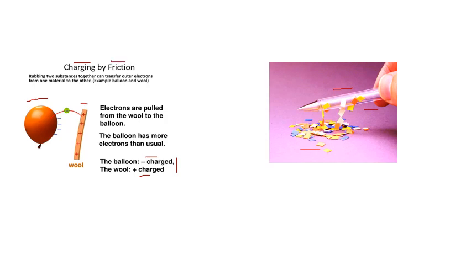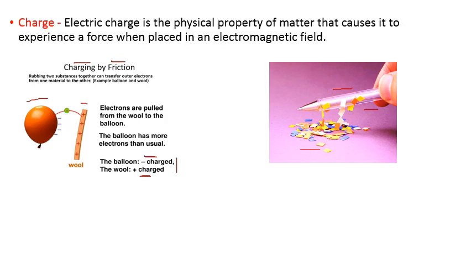Now, what are these charges? Or in a simple way, what is this charge? This charge is nothing but a physical property of matter that causes it to experience a force when it is kept in an electromagnetic field. Means this charge has a certain property. When this charge is kept in an electromagnetic field, then it experiences a force. This is how we can define charge.